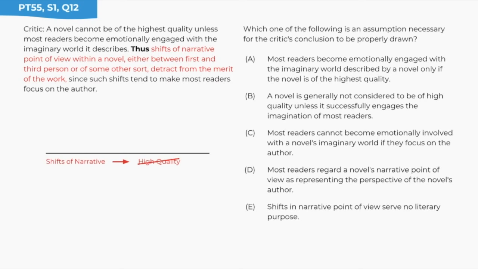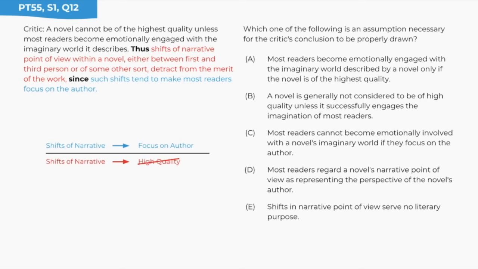And the evidence that they tell us for why that's true is that such shifts of narrative tend to make most readers focus on the author. Right? So we've got a premise that says that shifts of narrative make you focus on the author, and a conclusion that says that shifts of narrative detract from the merit of the work.